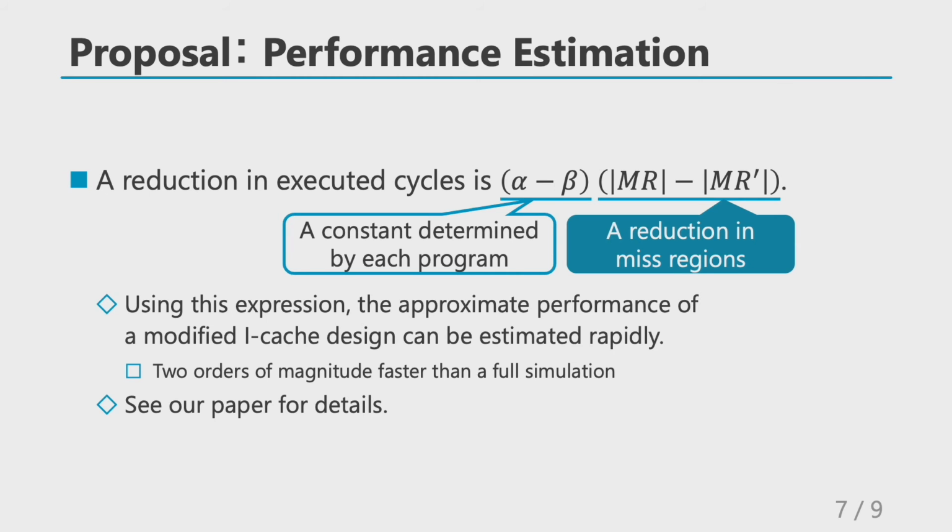Based on our discussion so far, we propose a method for estimating a reduction in executed cycles from a reduction in miss regions. A reduction in executed cycles is estimated by this expression. The first half of the expression is a constant determined by each program. The second half of the expression is a reduction in miss regions. Using this expression, the approximate performance of a modified instruction cache design can be estimated rapidly. This is 2 orders of magnitude faster than a full simulation. Please see our paper for details.